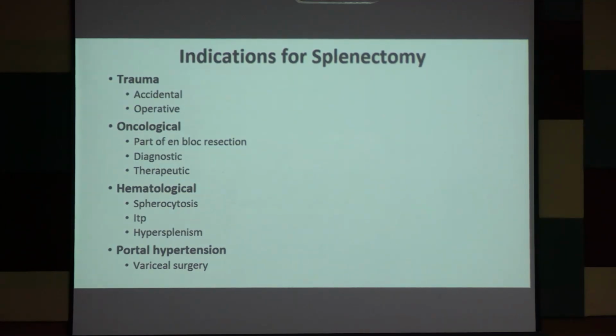In earlier days, in case of lymphomas, the diagnosis of lymphoma used to be made after splenectomy. Also, it can be therapeutic. Hematological reasons being spherocytosis, ITP, hypersplenism. And in portal hypertension, we go for variceal surgery. In case of shunt surgeries, we do a splenectomy in case of partial shunt or temporary shunt.